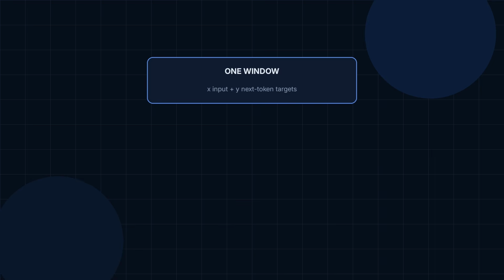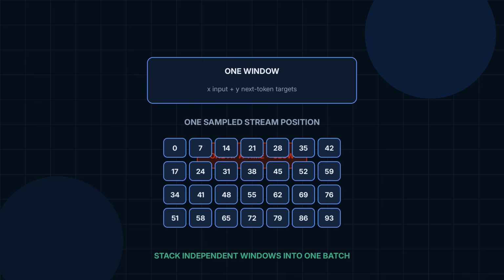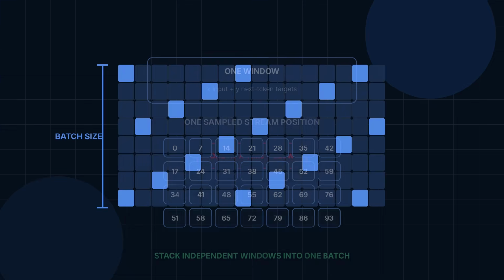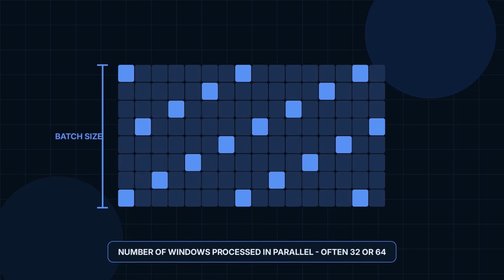So what we just described is one training example, one window from one position in this stream. But training one example at a time is very slow. So instead, we sample many windows simultaneously and stack them into a batch. Batch size is the number of windows we process in parallel. In TinyGPT, a typical batch size might be 32 or 64.